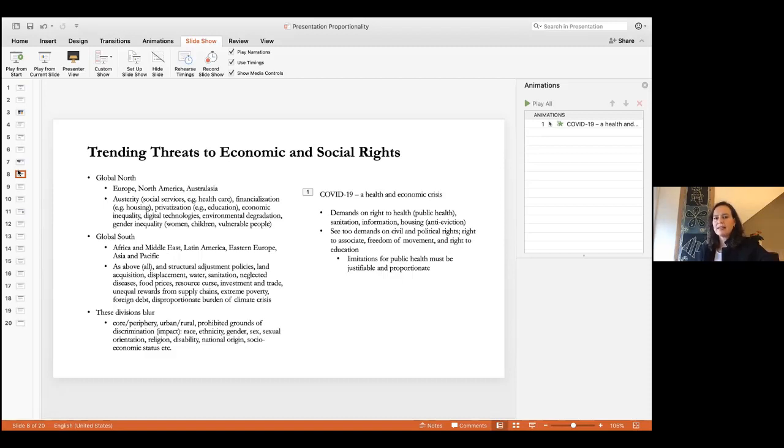We also see that there have been sometimes countervailing demands around the protection of civil and political rights, the right to associate, freedom of movement, the right to education, and the way many people have thought through the clear impositions that have been made on civil and political rights is through a principle of proportionality. That is, that any limitations that have been made for the purposes of public health have to be justifiable and proportionate. And we see that discourse playing out among protesters against very severe lockdown policies and the like.